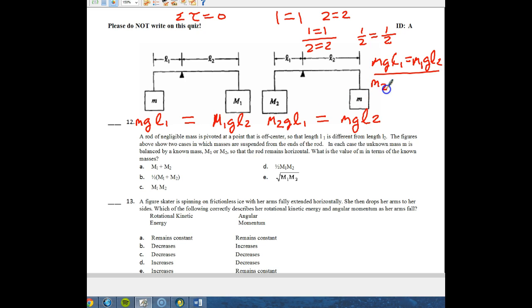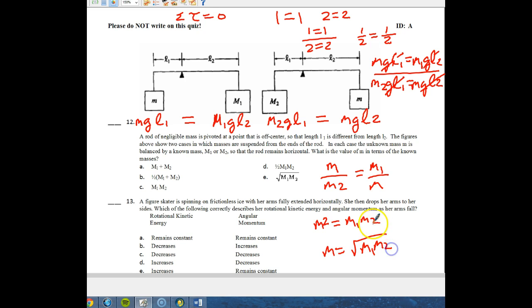So this one is M2 G L1 is equal to M G L2. At this point, we notice that the G's and the L's cross off everywhere. And so now what we're left with is M over M2 is equal to M1 over M. If I cross multiply, I'm left with M squared is equal to M1 times M2. And if I solve for M, it is just the square root of M1 times M2.